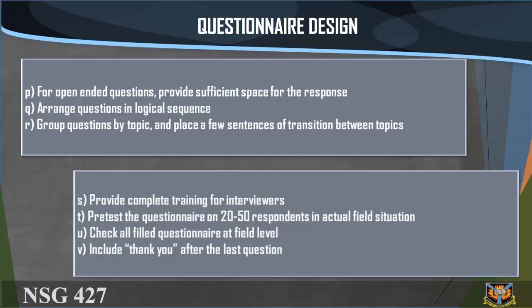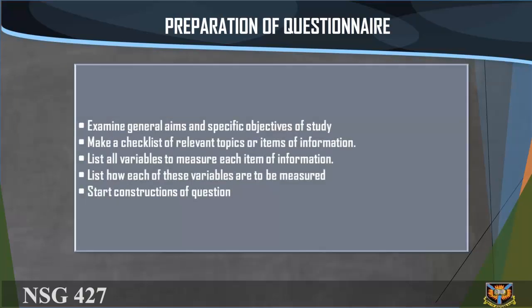Q. Arrange questions in logical sequences. R. Group questions by topic and place a few sentences of transition between topics. S. Provide complete training for interviewers. T. Pretest the questionnaire on 20 to 50 respondents in actual field situation. U. Check all field questionnaires at field level. V. Include thank you after the last question. Preparation of questionnaire.